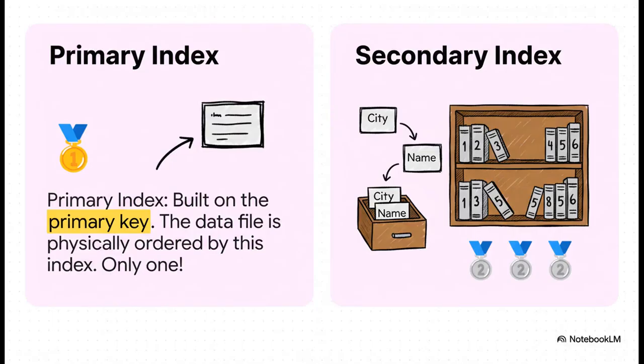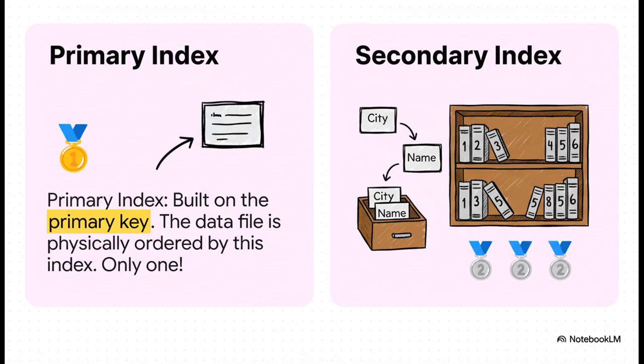Now, not all indexes are created equal. A primary index is the big one. It's built on the primary key, something unique, like a student's roll number. And here's the kicker. The actual data on the disk is physically sorted based on this key. Because of that, you can only have one. But then you have secondary indexes.